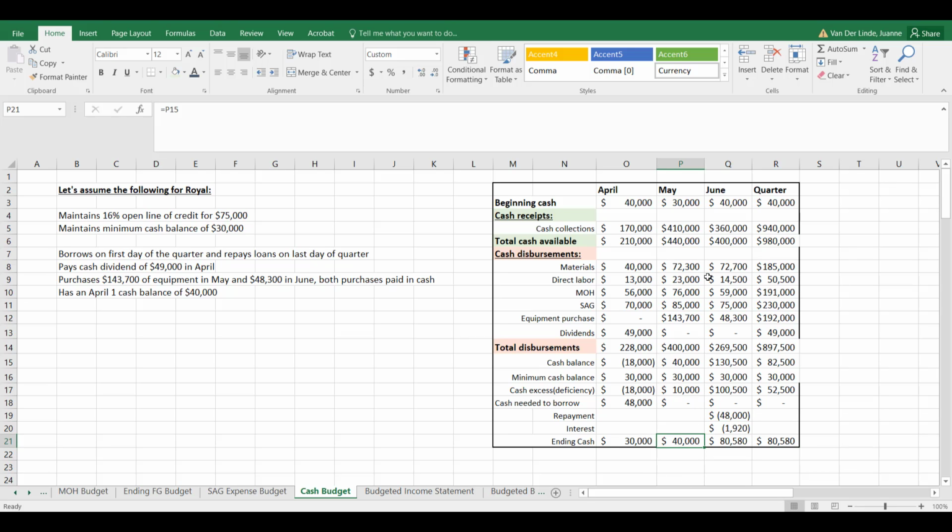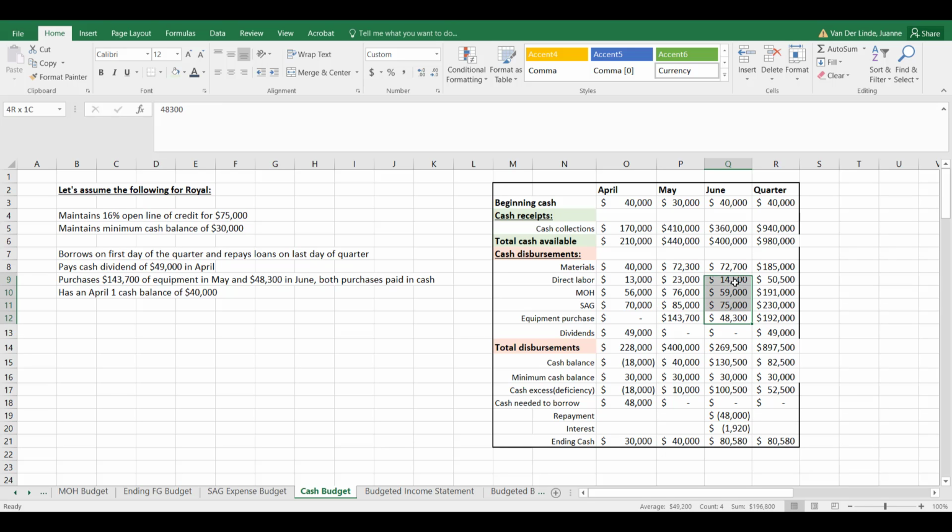The cash I end May with is the cash I start June with. Adding the cash collections for June shows that, based on our budgets, we'll have cash available in June of $400,000. Then we have all these cash disbursements: materials, direct labor, manufacturing overhead, SG&A. And then also in June, it says we also bought other equipment in cash for $48,300.